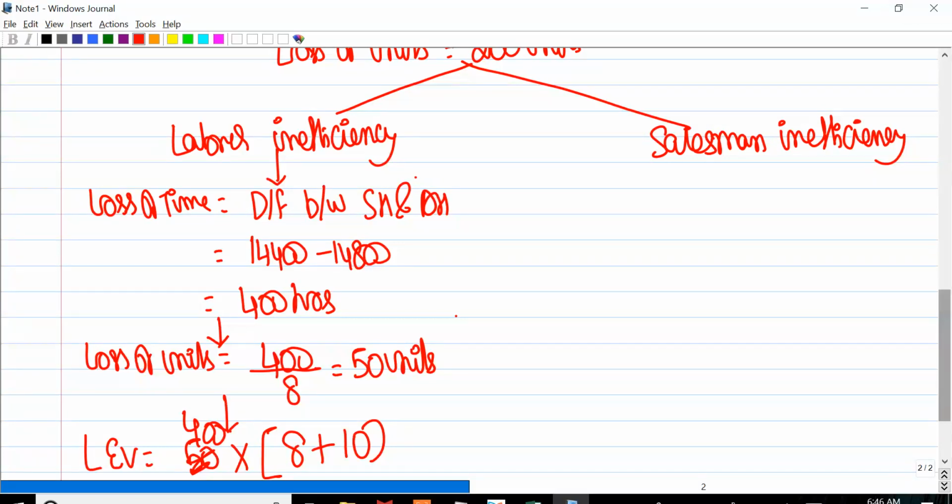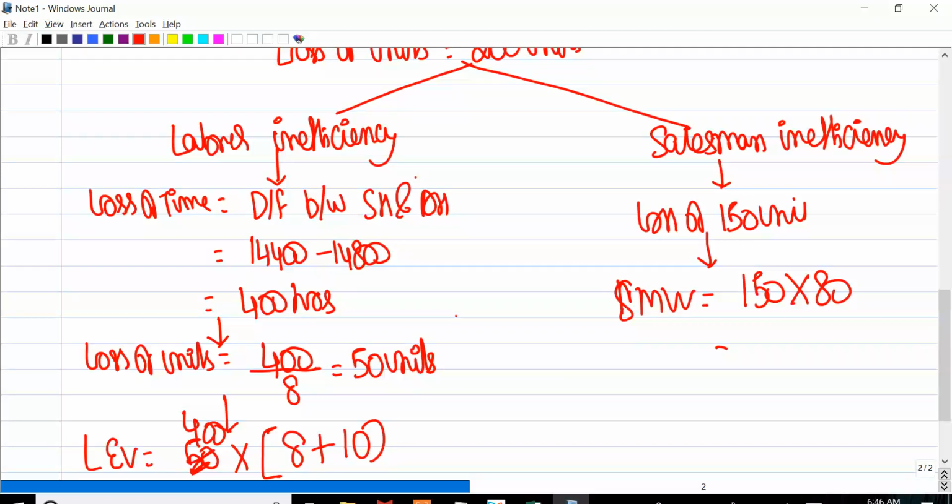So the salesman inefficiency is loss of 150 units, and sales margin volume variance is 150 into 80 rupees per unit. The loss is 80 rupees per unit. We did not sell 150 units, so I can be held responsible for 150 units at the rate of 80. Contribution lost. So because I am inefficient, I have ended up losing 12,000 rupees. My inefficiency has cost the company 12,000 rupees. So I will be taking the blame for that.